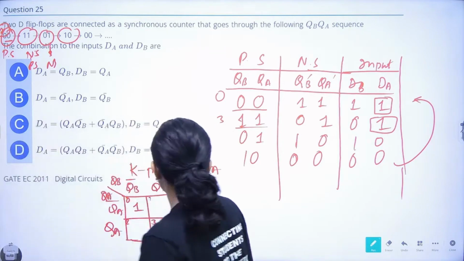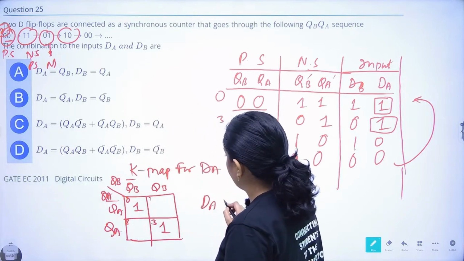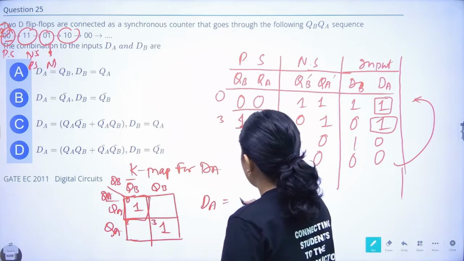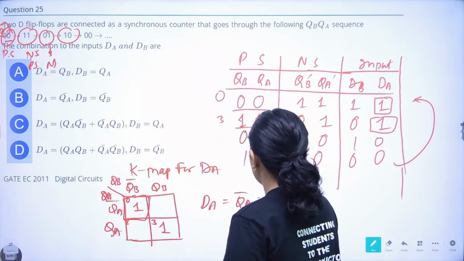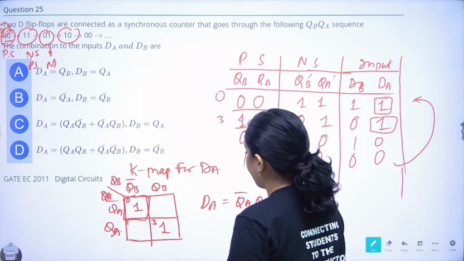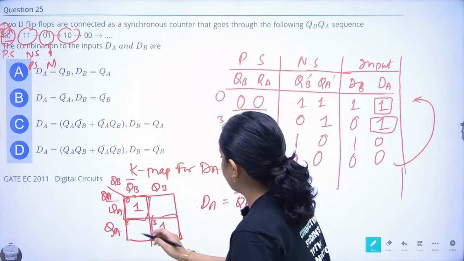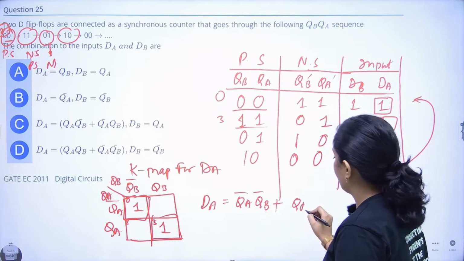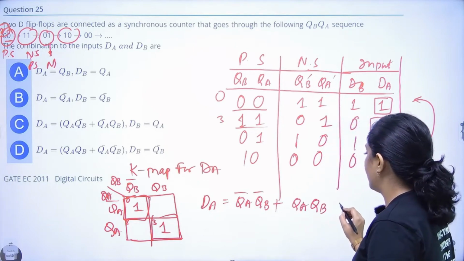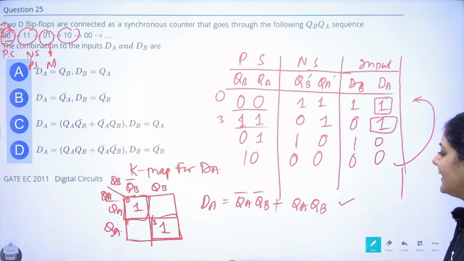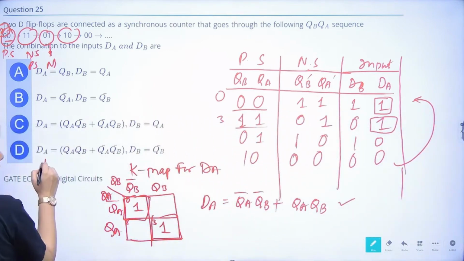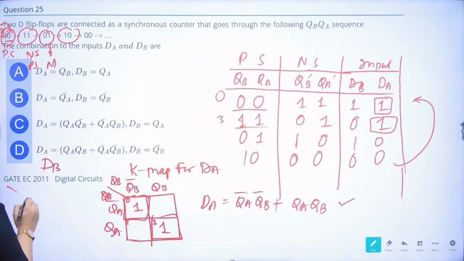So the value for DA will become: this block is 1, so it is QA bar QB bar, plus this block is 1, so that is QA QB. So this is the value for DA. Similarly, we can make a K-map for DB here.